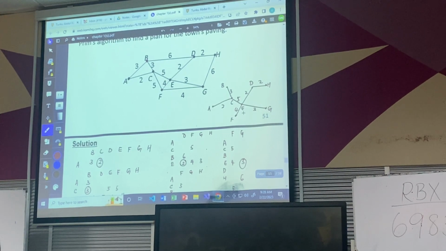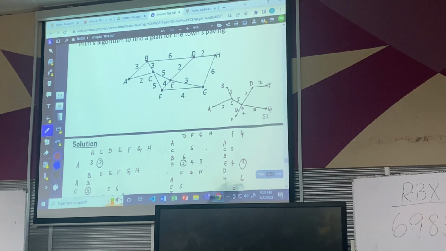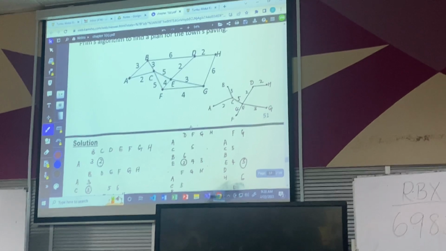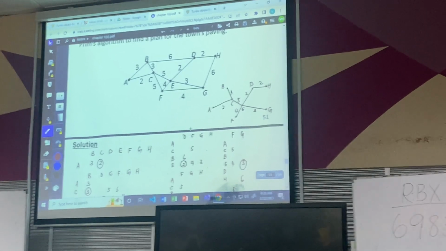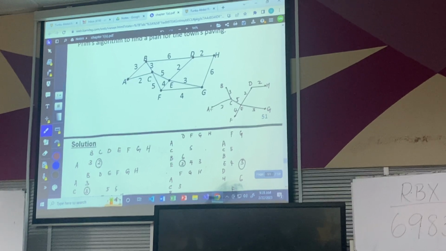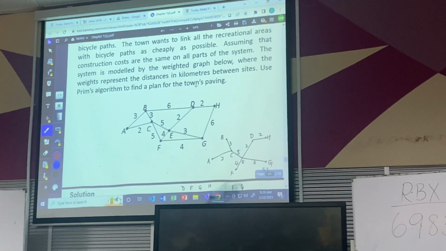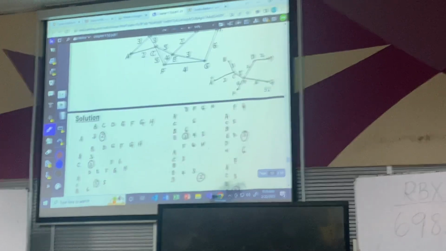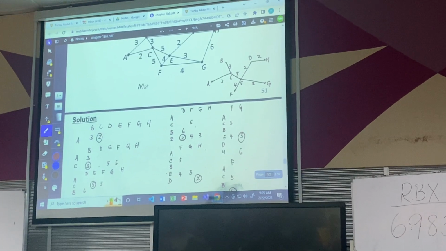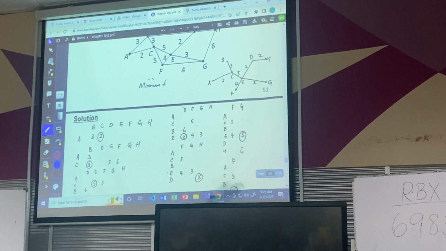Okay, we get this. One of the minimum spanning trees you can get is this. Of course, just now you can see there are many alternatives, right? So if you choose that alternative, you will get a different tree also. But if you add up the minimum total weight, it should be 21. The question asks to find the plan of the town paving, so we just write the minimum total weight is 21.